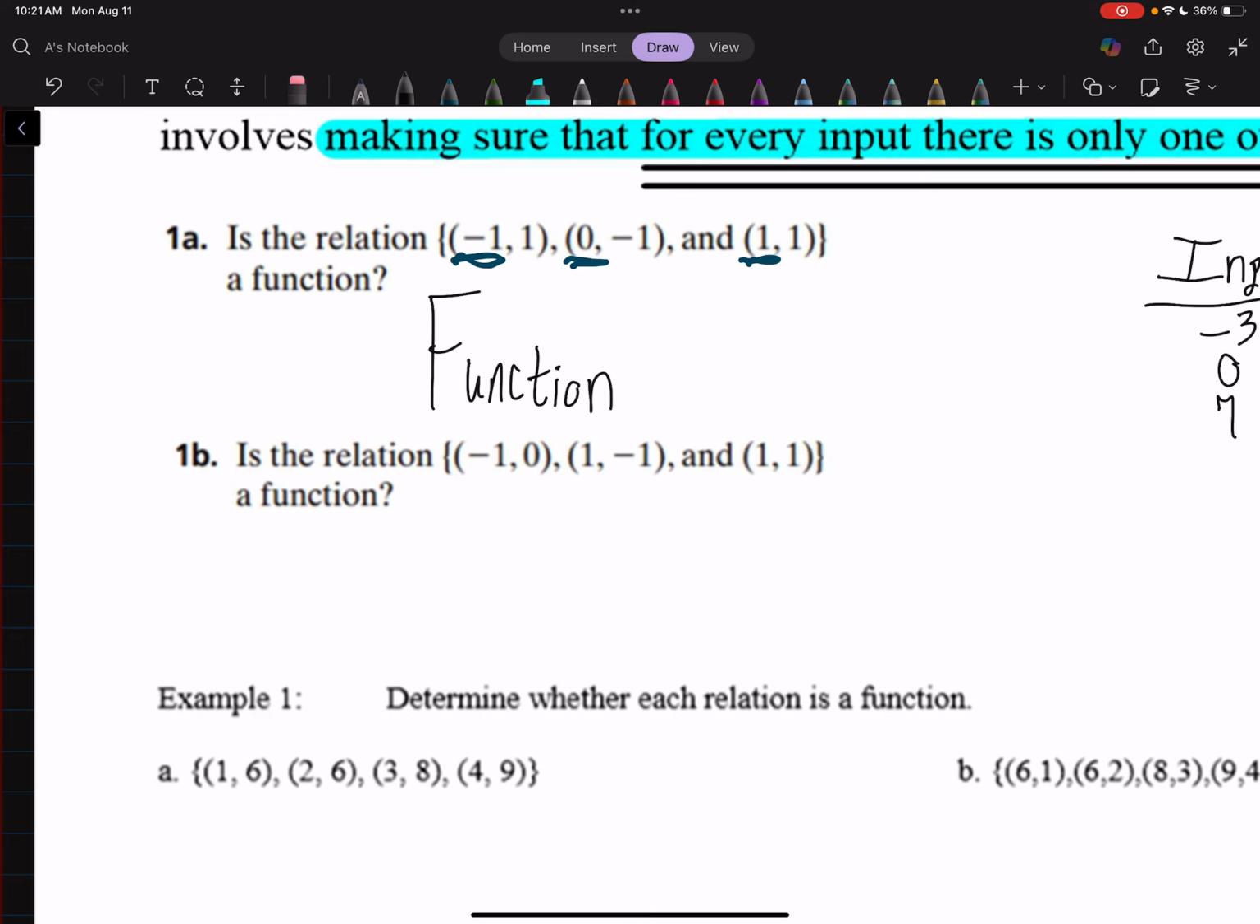For 1b, if I look at my inputs, I got -1, +1, and then +1 again. Since you see +1 twice, it should throw up a red flag. The reason is you have an input listed 2 different times. The next thing you need to do is check the output. The first +1 goes to -1, and the second one goes to +1. These are 2 different outputs. Therefore, this is not a function.